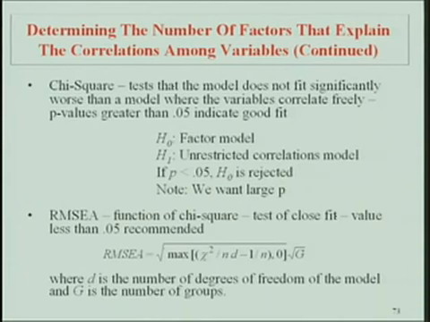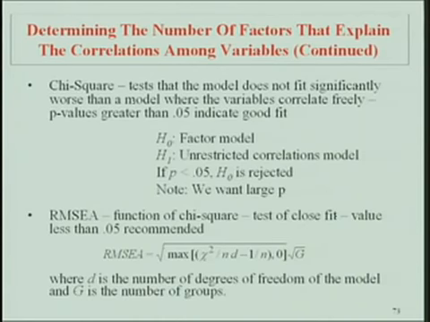I wrote out here the H0 and H1 models just for people to remember, because sometimes this is a little confusing. So the factor model, the EFA model, is H0. And H1 is the unrestricted correlations model, the sample statistics, basically. And for chi-square, we want the p to be large, so greater than 0.05. If it's less than 0.05, we reject the H0 model.